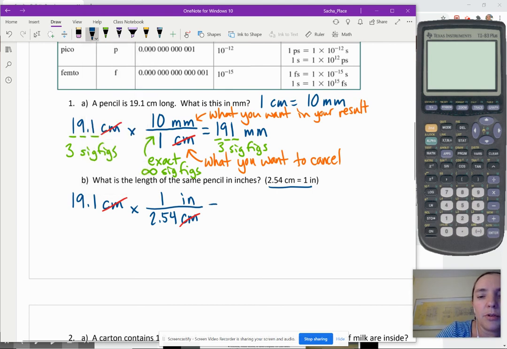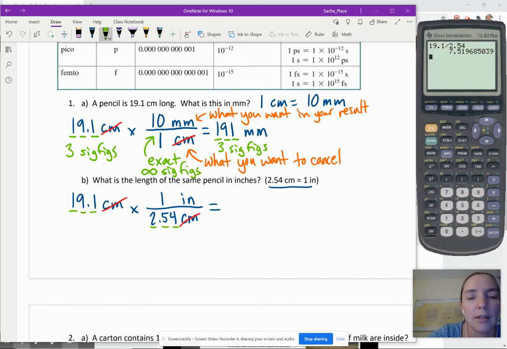So because the 2.54 is on the bottom of a fraction, I'm going to be dividing by it. So on my calculator, you're going to see me entering 19.1 divided by 2.54. And I get that number, 7.519685039, but I want to round it appropriately. And I have 3 significant figures here.